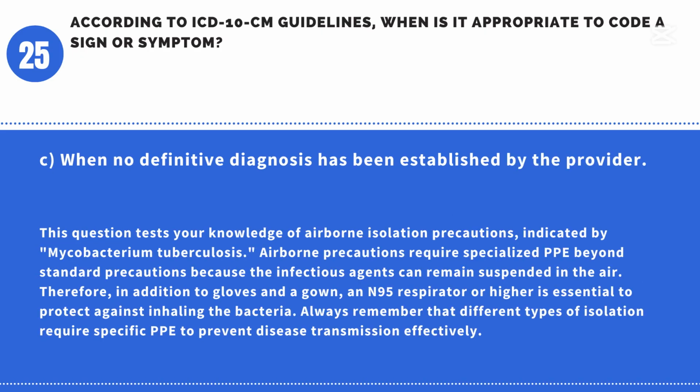Answer: C. When no definitive diagnosis has been established by the provider. Sign and symptom codes, from Chapter 18, are appropriate to report when the physician has not documented a specific diagnosis for the patient's condition. For instance, if a patient presents with fever but the cause is undiagnosed after the encounter, you would code the fever. However, if a definitive diagnosis, like pneumonia, is made that explains the fever, you would code the pneumonia and not the fever. Code signs and symptoms only when they are the reason for the encounter and no underlying diagnosis is made.